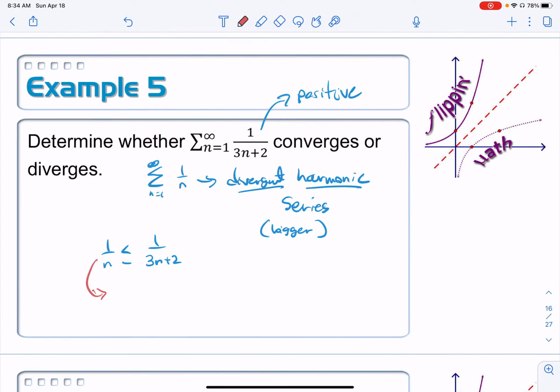That was supposed to be an arrow. I don't know what this little extra thing is. Okay, yeah, I got rid of it. Pretend like it never happened.